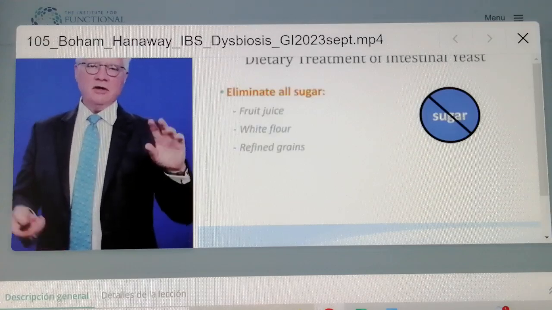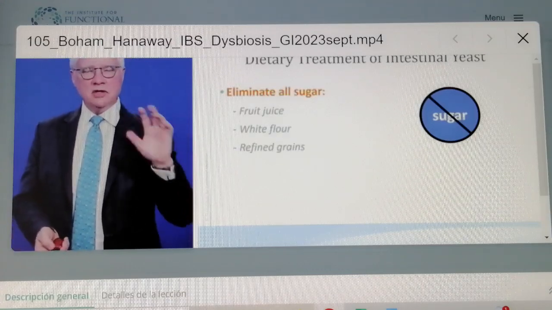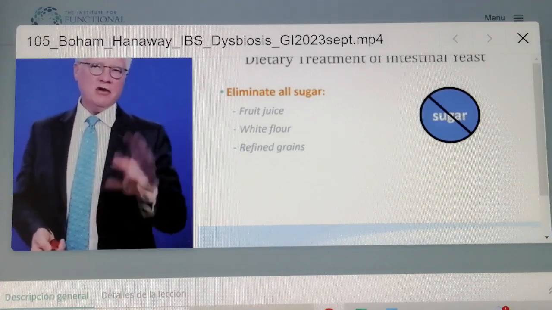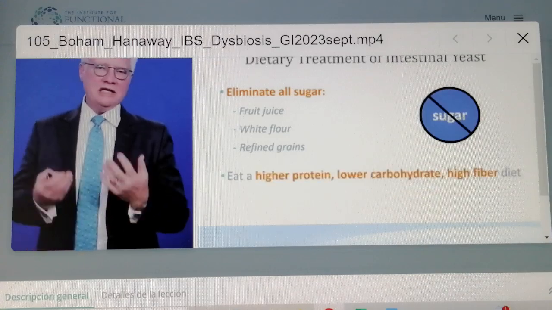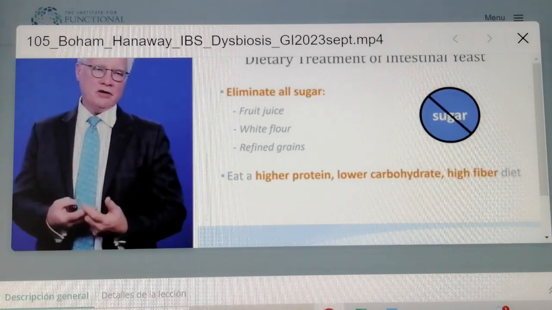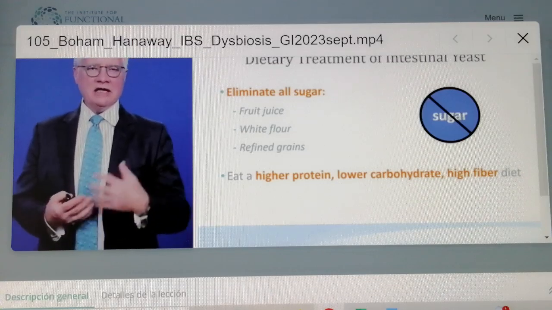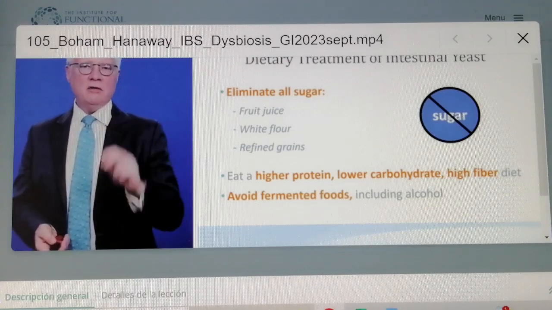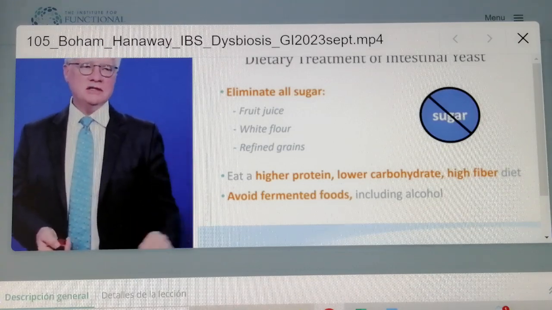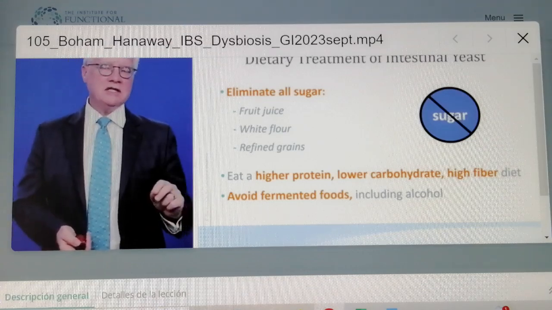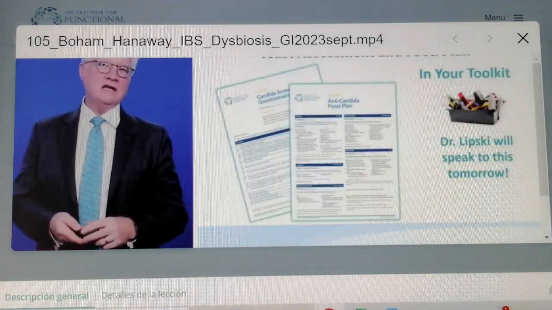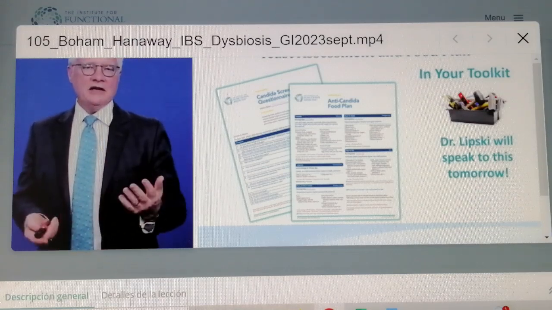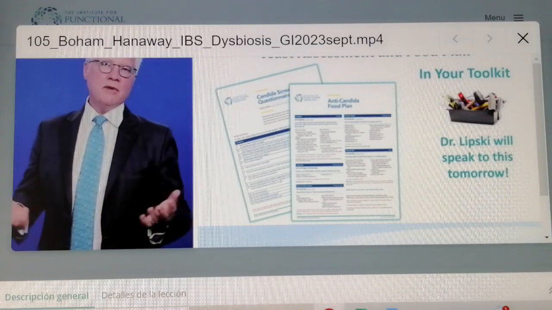I alluded to this earlier, but the first thing we're going to do when we're working to treat intestinal yeast, like an overgrowth of Candida, is eliminate all the sugars, refined grains, and white flour. We're going to have people eat a diet that's higher in protein, lower in carbohydrates, high in fiber, and could even go to a ketogenic kind of diet. We're also going to avoid fermented foods and alcohol. We're going to avoid the kimchis and kombuchas and other agents that will tend to feed the intestinal yeast. The anti-Candida food plan is something that Dr. Lipsky will speak more about tomorrow.